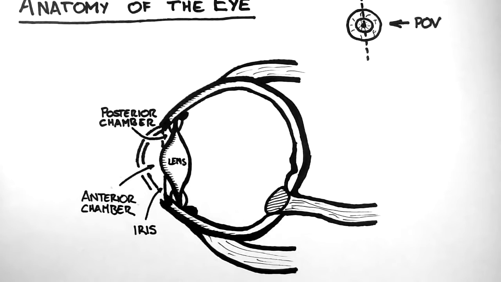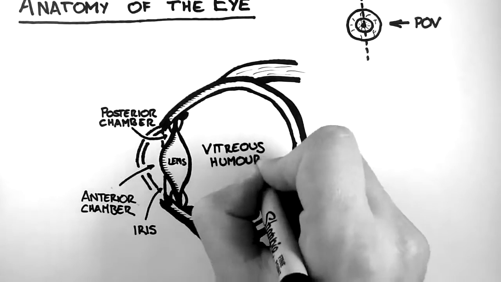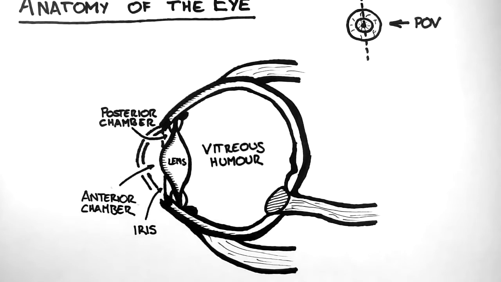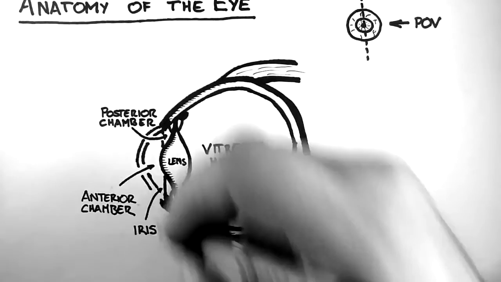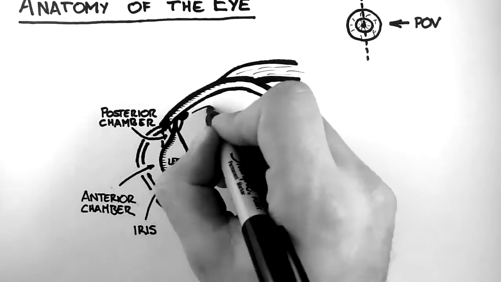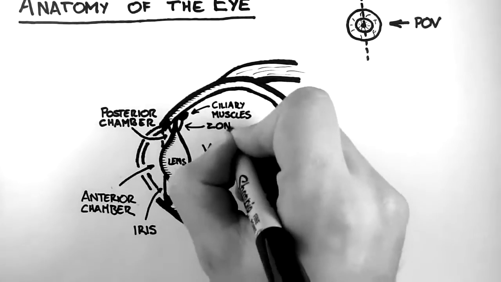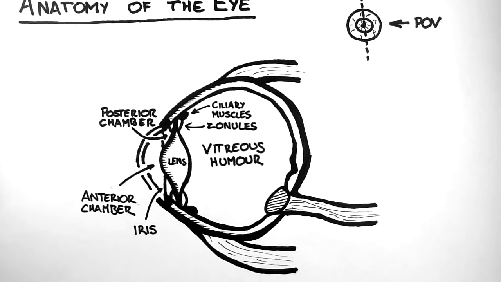Behind the lens lies a large space called the vitreous chamber, which is filled with a gelatinous substance called the vitreous humor. Not to be confused with the aqueous humor in the anterior and posterior chambers. Holding the lens in place, we have tiny ciliary muscles, which attach to zonules, small fibrous strands of connective tissue that attach to the lens. By contracting and relaxing, the ciliary muscles and zonules change the shape of the lens to help the eye focus.